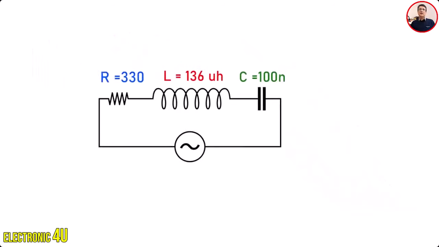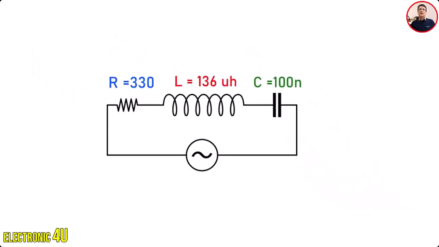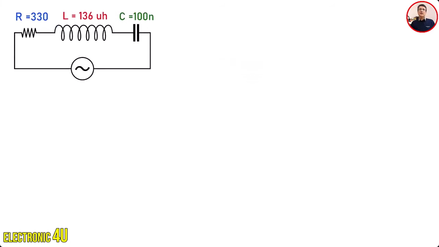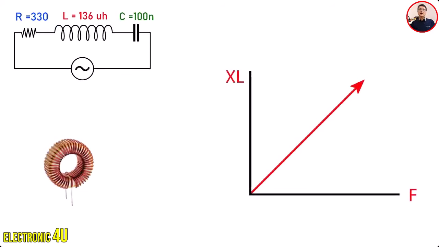Remember that at the resonant frequency, the impedance of the circuit is minimum and the current is maximum. This phenomenon is very important in wave systems and electrical filters. What is inductive reactance? Consider this diagram.